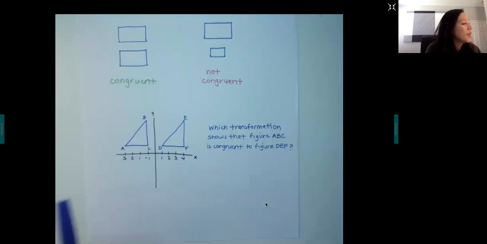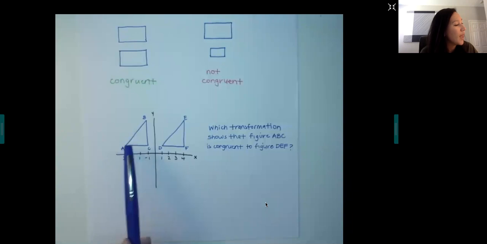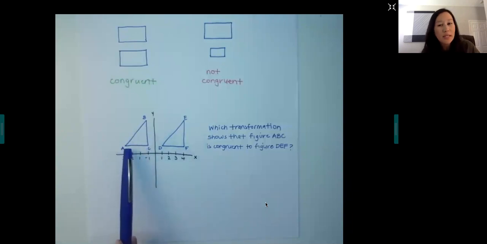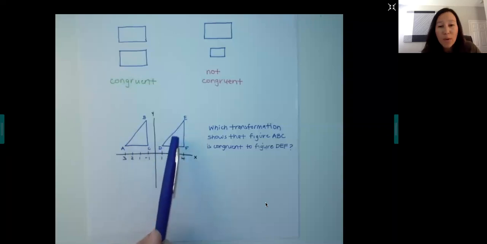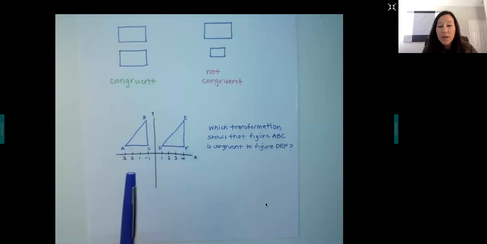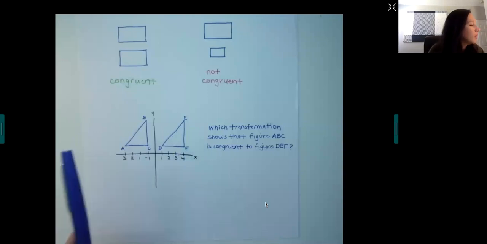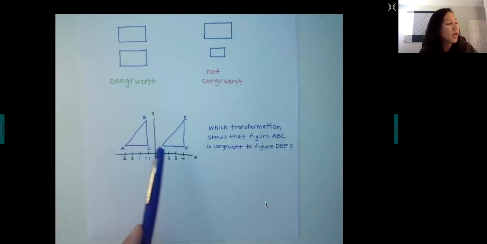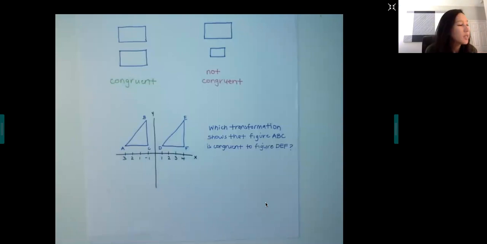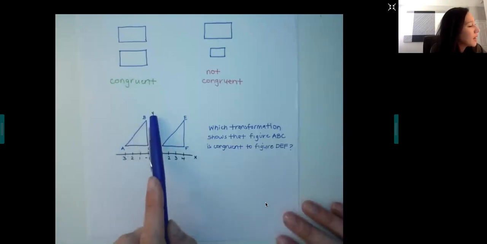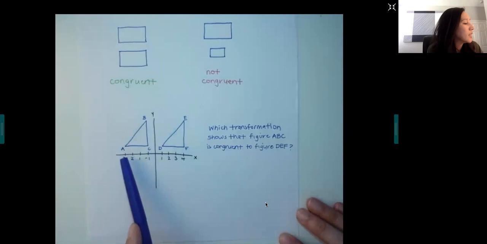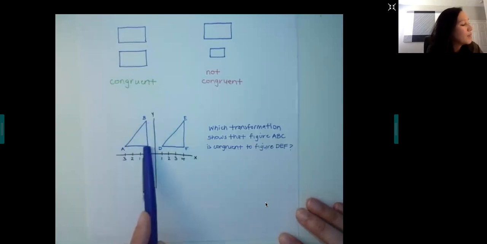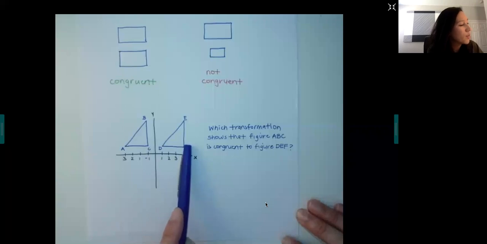So if we look here, we're starting with triangle ABC, and then we have DEF, which is congruent. To prove congruency, we need to determine which transformation took place. It looks like it's not a reflection because otherwise it would be a mirror image. This is not a mirror image. If we folded it right here on the line of reflection, it would not be the same. So it looks like this is a translation. This triangle ABC got slid over here to the right.